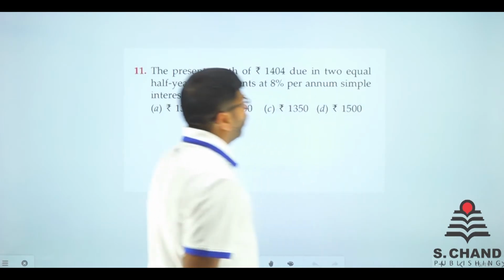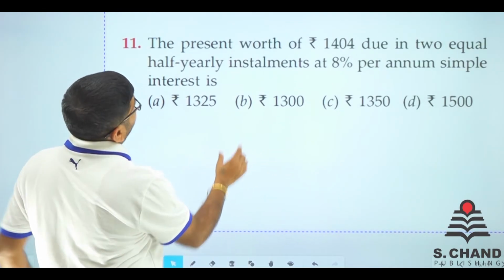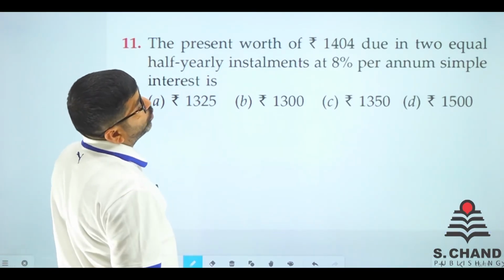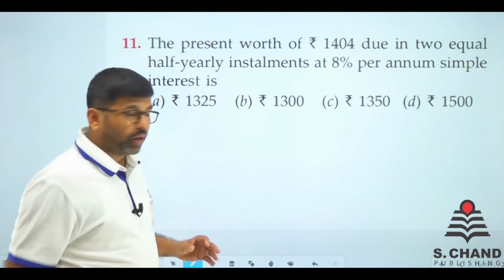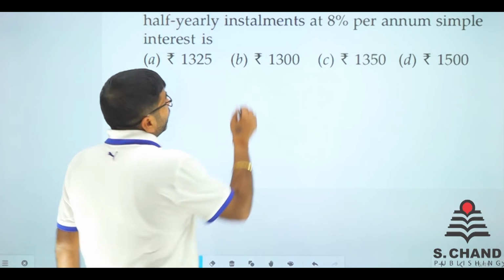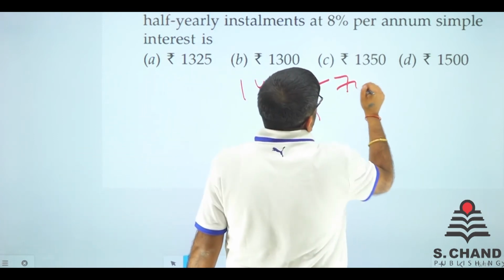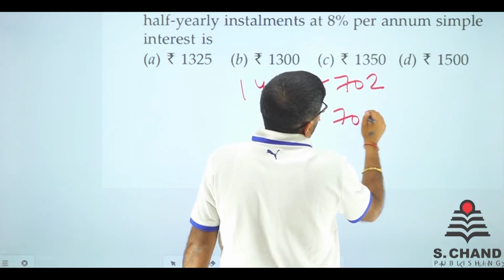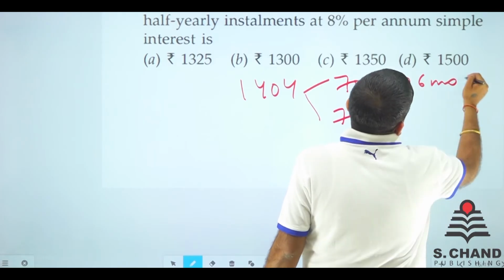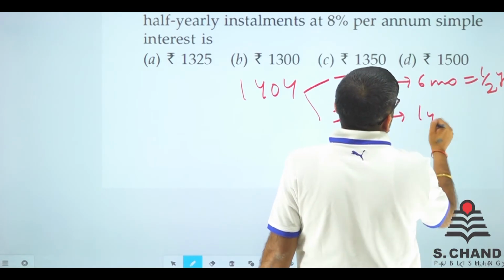That's it. Go ahead, move ahead. Another question. Question number 11 for you all. Let's see what it says. The present worth of 1404 due in two equal parts. So what do we need to do first? First, we need to do two things. 1404 divided by 2, we get 702 and 702. One is for 6 months, that is half year, and this is for 1 year, right?